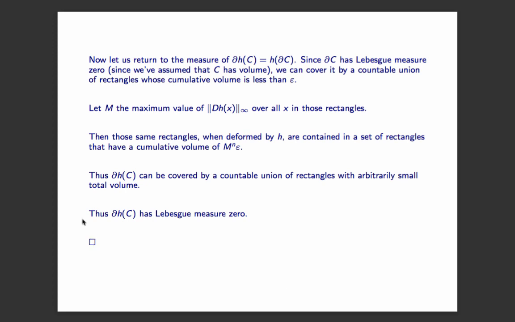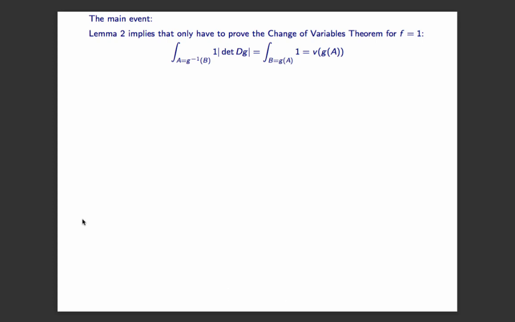Of course, that means that h of c has volume, which was our goal. And now we've come to the main event. Now, Lemma 2 has bought us some breathing room. Lemma 2 implies that we only have to prove the change of variables theorem for f equal to 1.